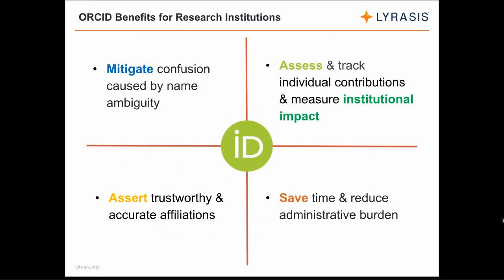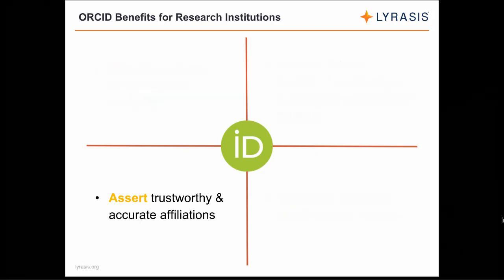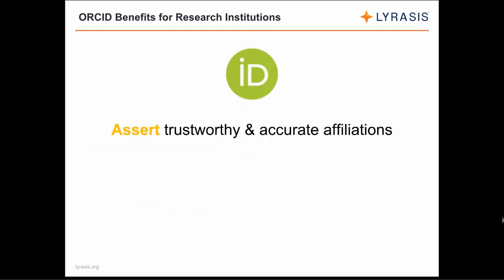So once your institution enables connections with researchers through ORCID, you can also benefit by asserting information onto individuals' ORCID records and contributing trustworthy and accurate data to the research and scholarly communications ecosystem.